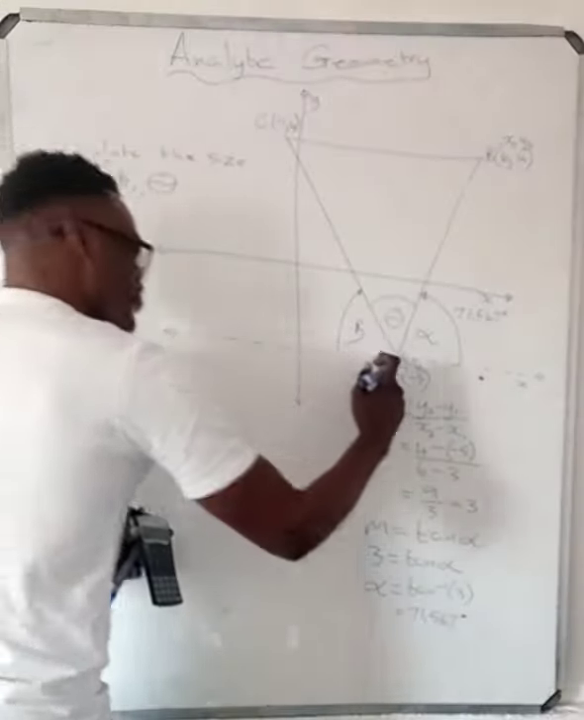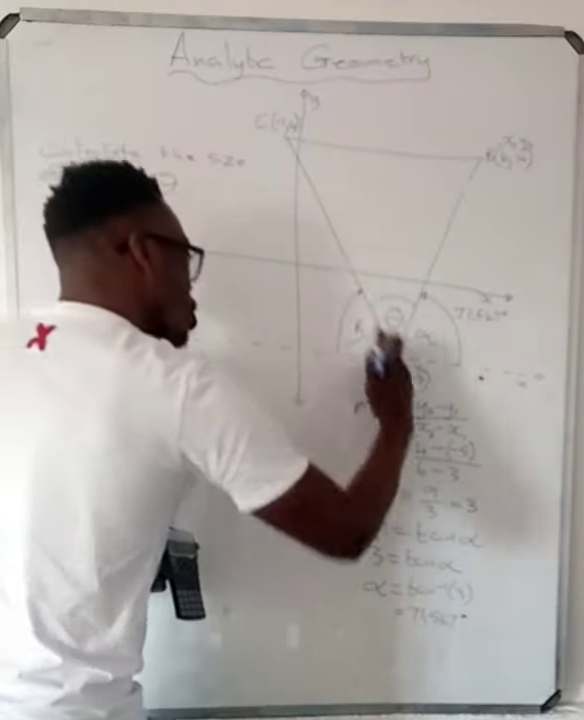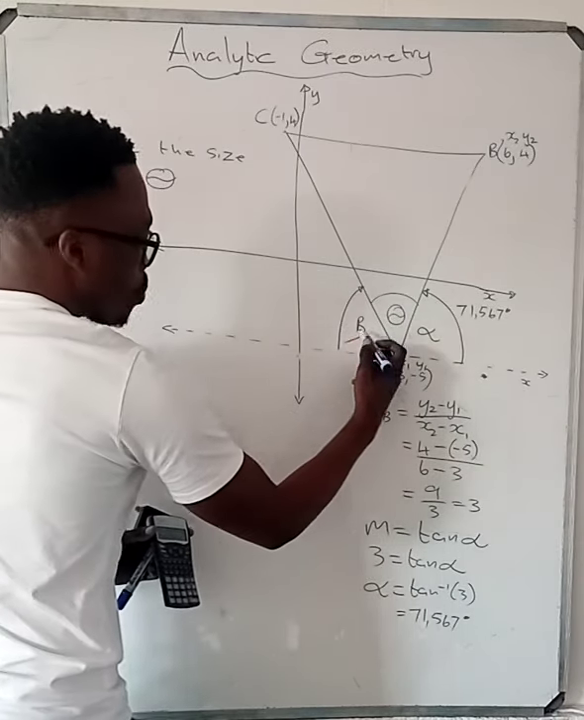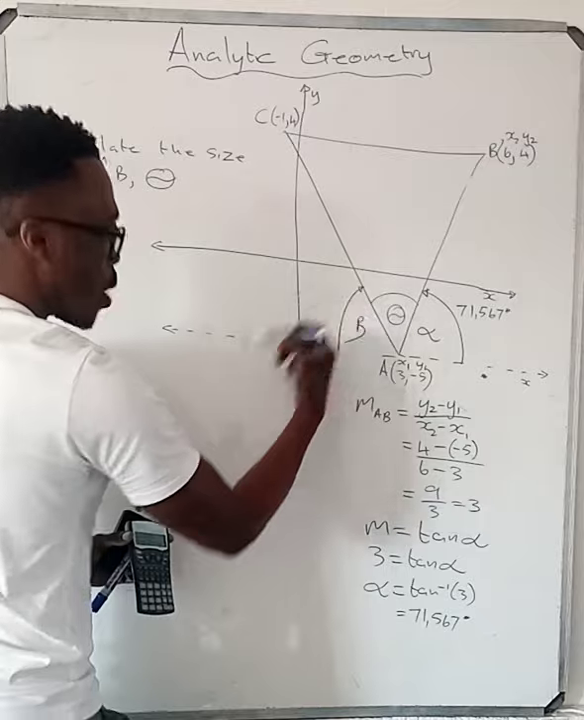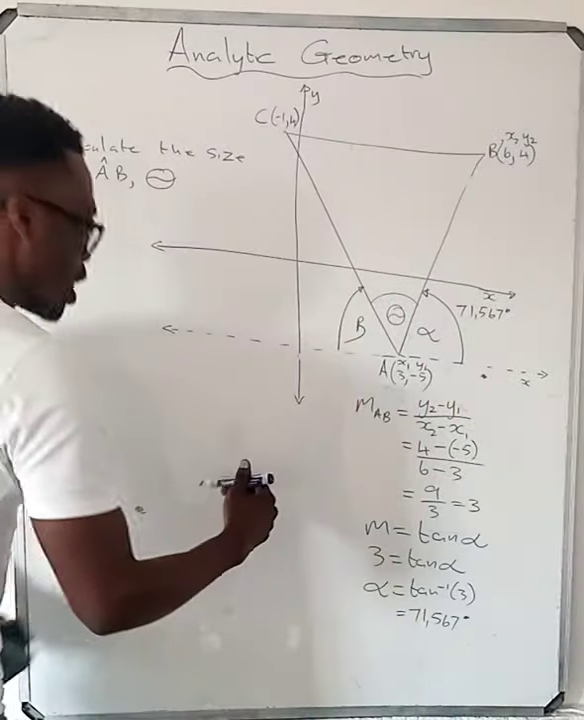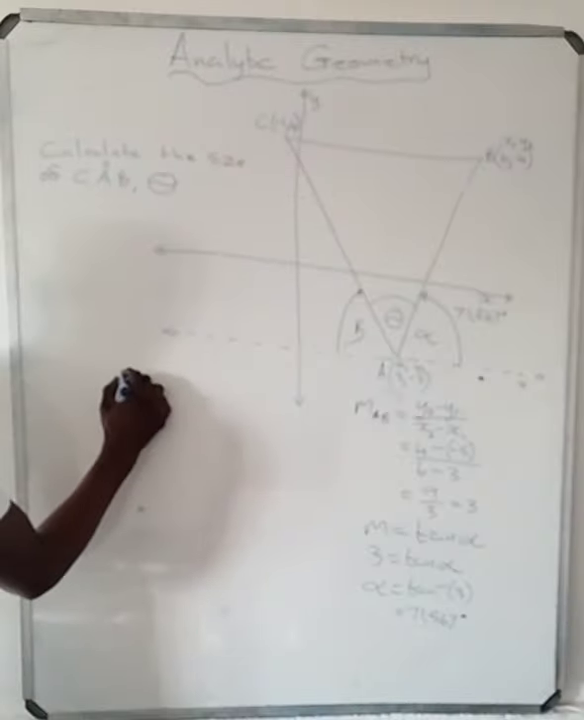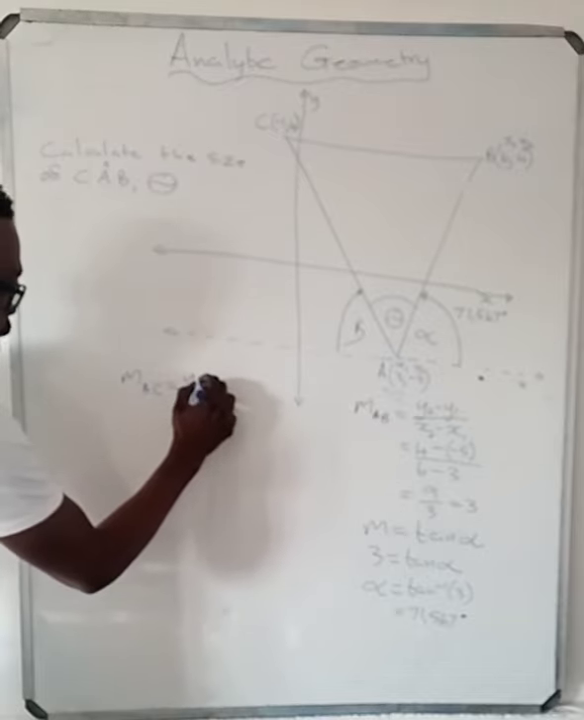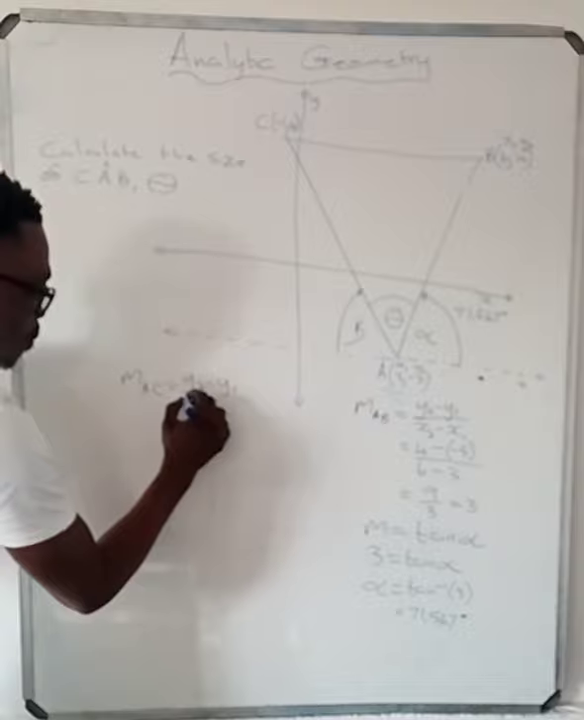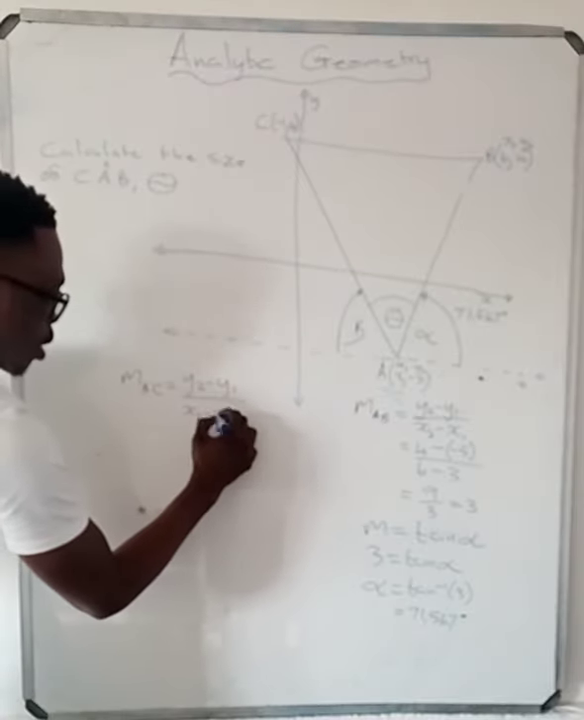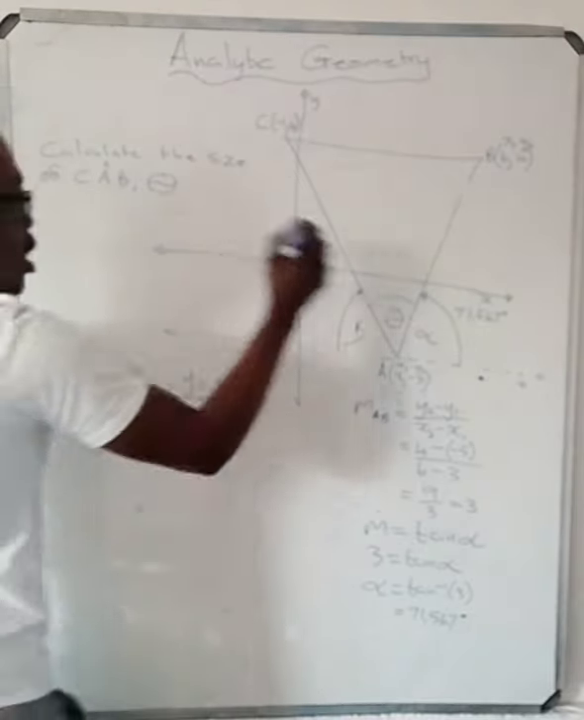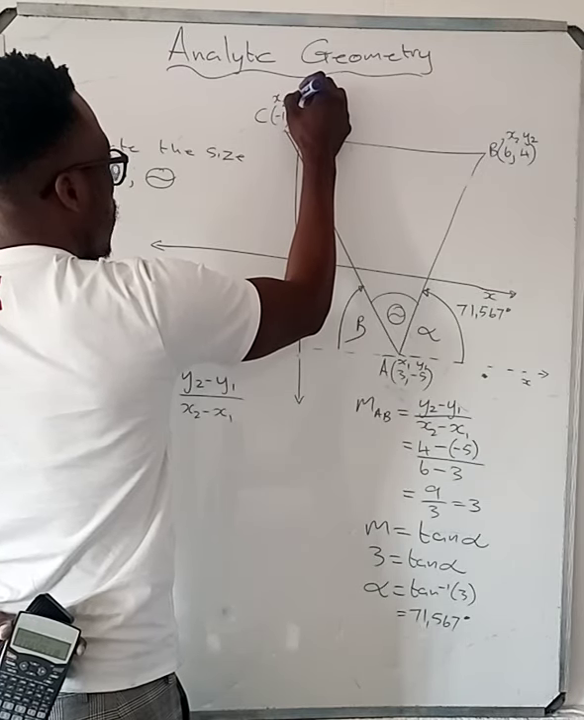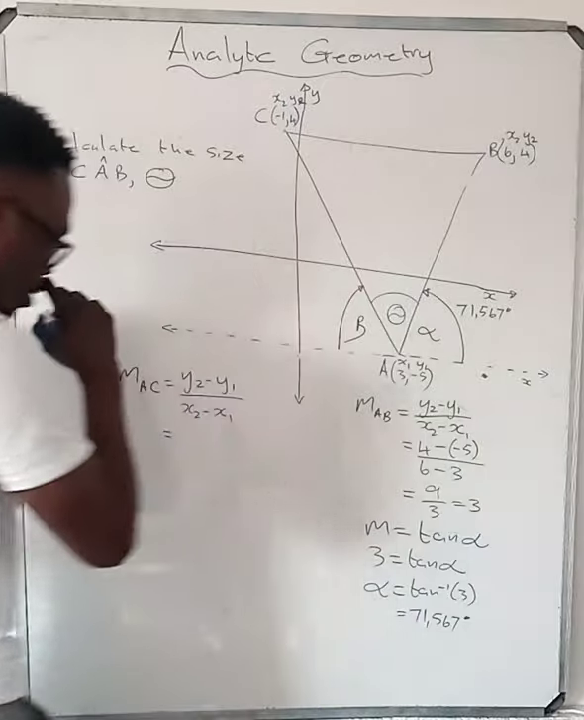Next, to find beta, we will subtract from this angle, because beta is measured from the x-axis. So we need the gradient of AC, which is equal to y2 minus y1 over x2 minus x1.